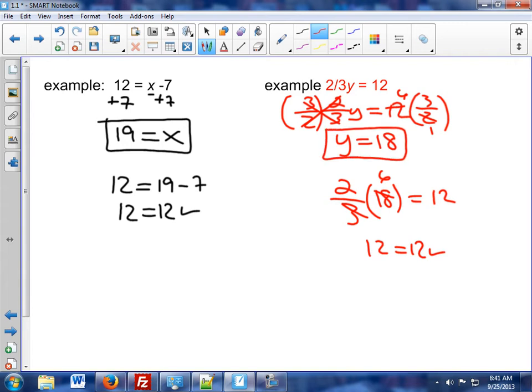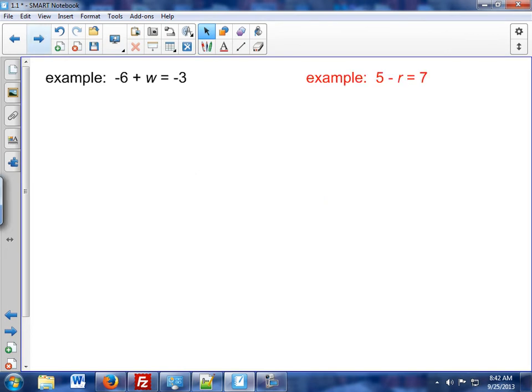All right, which way did you do it? I did 2 over 3 y equals 12 over 1, cross multiply. I'll look at that in a moment. Okay. Here you go. 2 more for you to try.